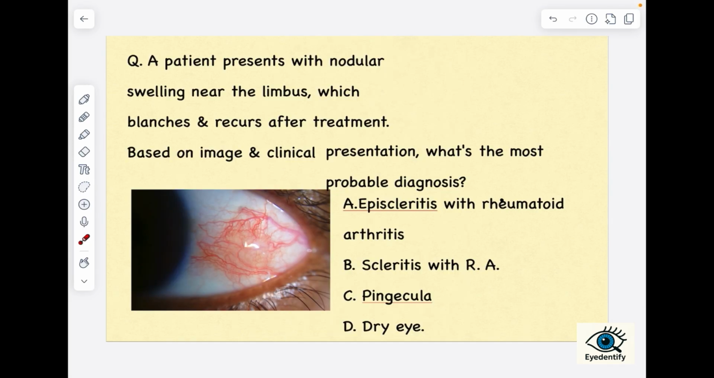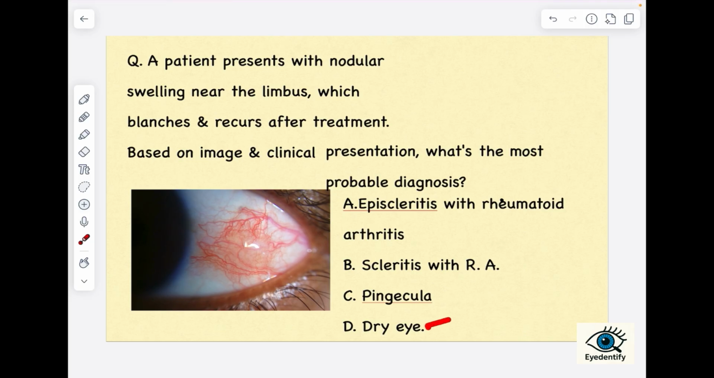Third question: a patient presents with a nodular swelling near the limbus. It is a nodular swelling which blanches and recurs after treatment. Based on the image and clinical presentation, what's the most probable diagnosis? Options were A, episcleritis with rheumatoid arthritis, B, scleritis with rheumatoid arthritis, C, pinguecula, or D, dry eye. We will eliminate each option one by one.